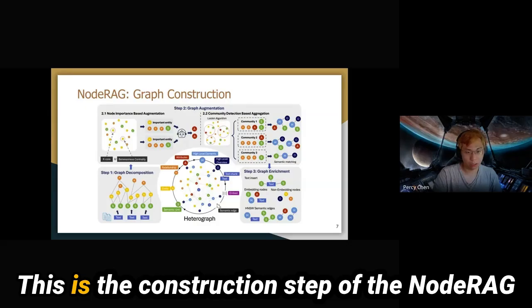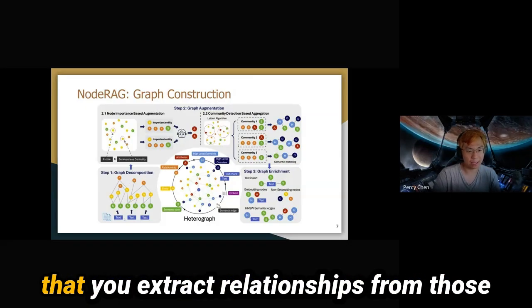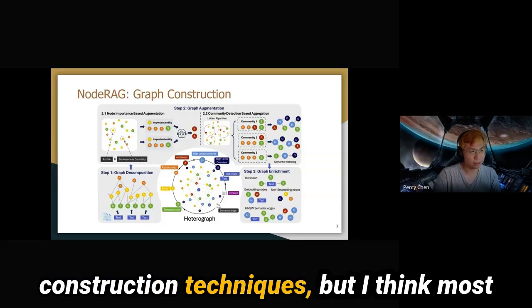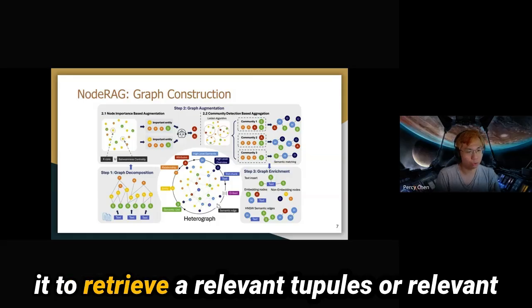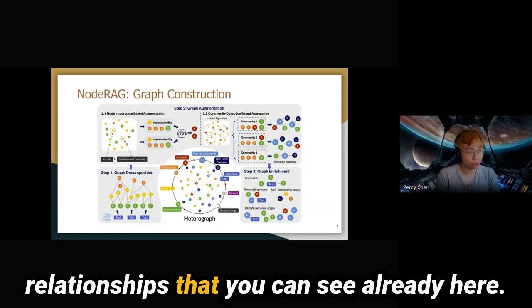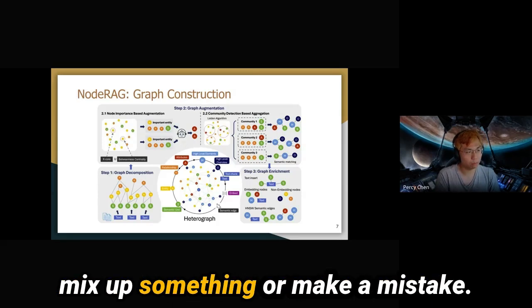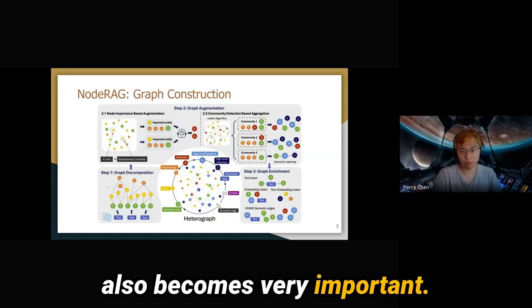This is the construction step of the NodeRAG. As you can see here, the basic idea is that you extract the relationships from those texts. And you can use any kind of graph construction techniques, but I think most of the time you just feed in LLMs and ask it to retrieve relevant tuples or relevant relationships. But as you can see already here, there's always a way that you will mess up something or make a mistake. That's why the original text also comes very important.